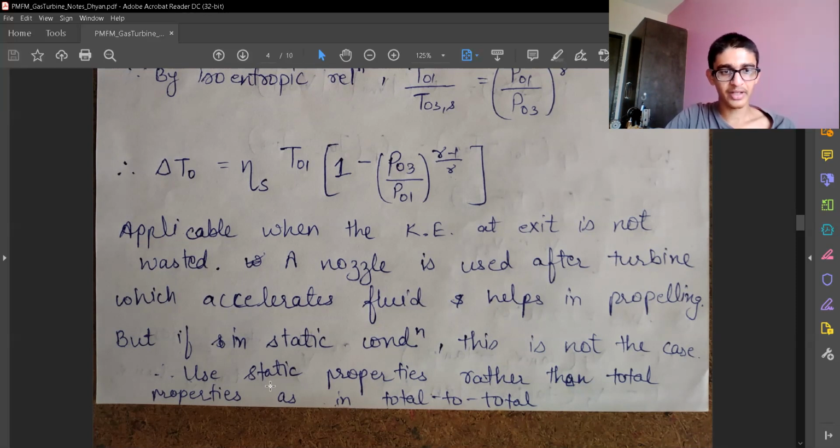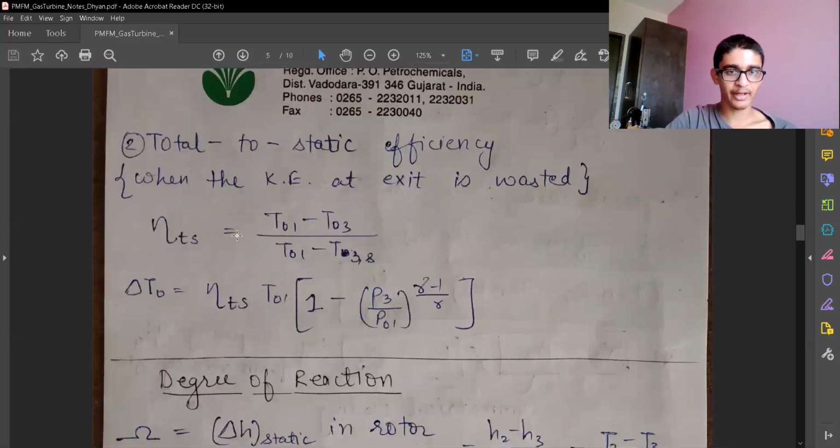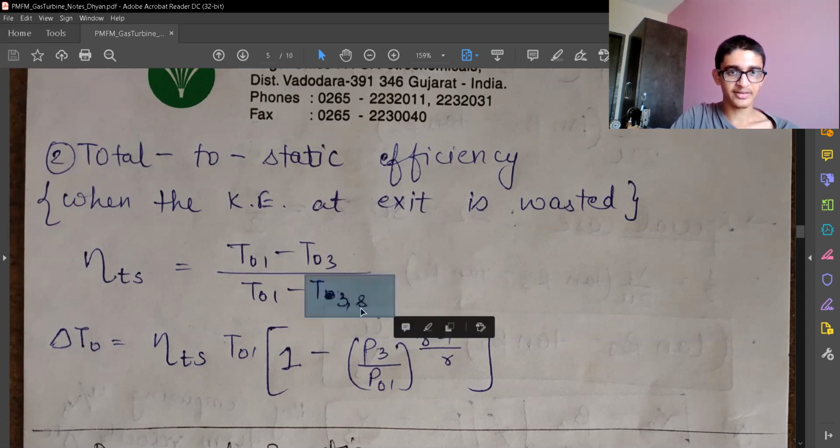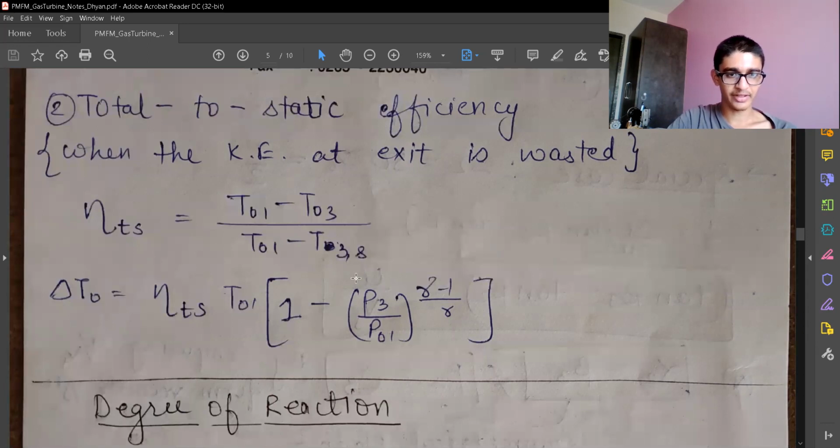So in that condition, we use static properties rather than properties as in total to total. So that's the introduction to the next efficiency, that is total to static efficiency. We use this when the kinetic energy at exit is wasted. That means the function of the gas turbine is static. That means we are not moving. The gas turbine is on ground. So total to static efficiency is defined like this. The final temperature over here is not the total temperature. So that's the only difference we have.